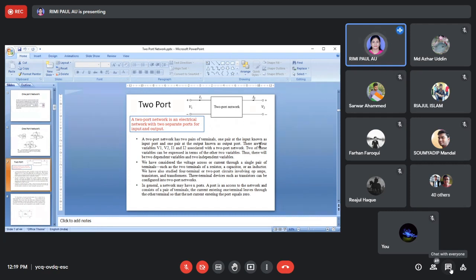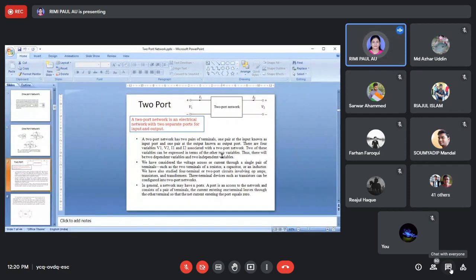There are four variables, V1, V2, I1, I2, associated with a two-port network. If you forget the two-port network, just remember the transformer. Then you can remember what our requirement is, or how to define it. Suppose after 2 years someone asks you to give an example of a two-port network. You can say op-amp or transistor, but it is better to explain with a transformer, and then you can easily explain the two-port network.